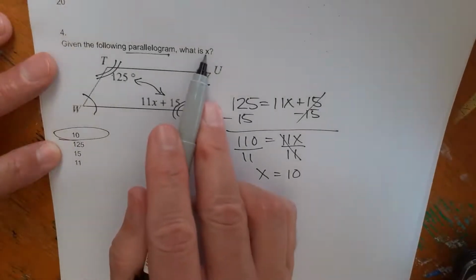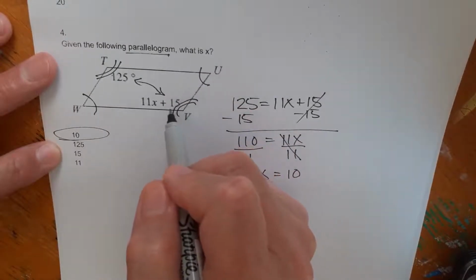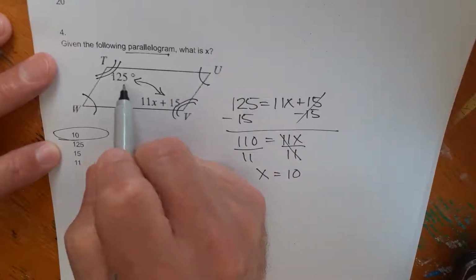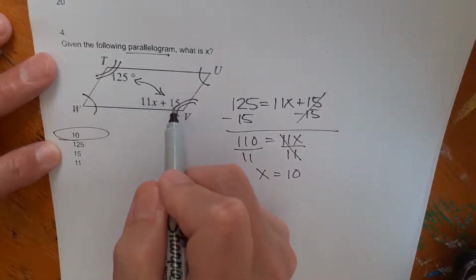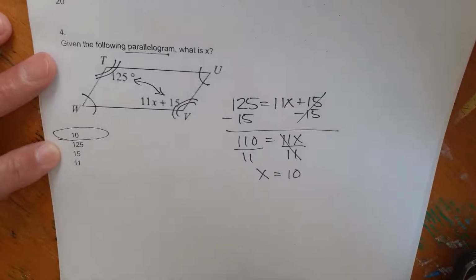And remember, they're asking what x is. A lot of times they'll say, now what's the measure of this angle? In this case, it would be easy. I know it's 125 degrees, so I could just say that. But if I plug in 10 here, that's 110 plus 15. It'll come back out to 125 as long as I did it right. I was consistent.